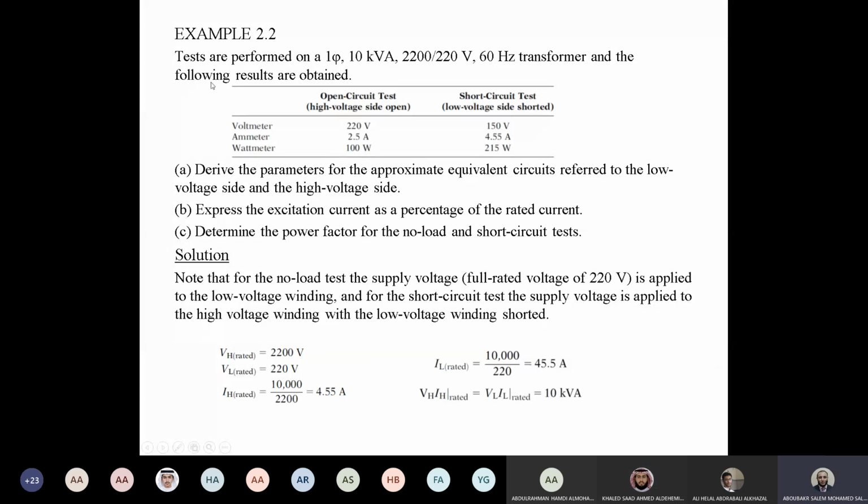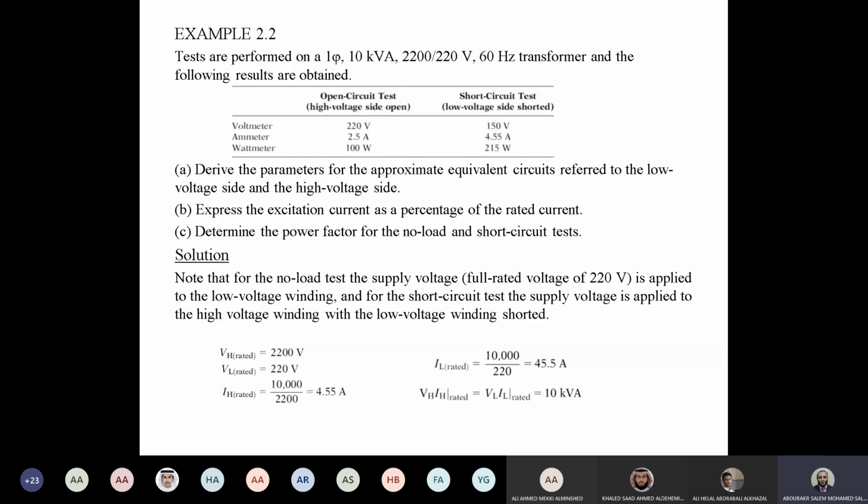Here in this example, it's an example for identifying the transformer parameters. Here it's stated that tests are performed on a single phase 10 kVA. What is 10 kVA, guys? What is the meaning of this value? Apparent power. Actually, volt ampere is apparent power. This is right. But which value?